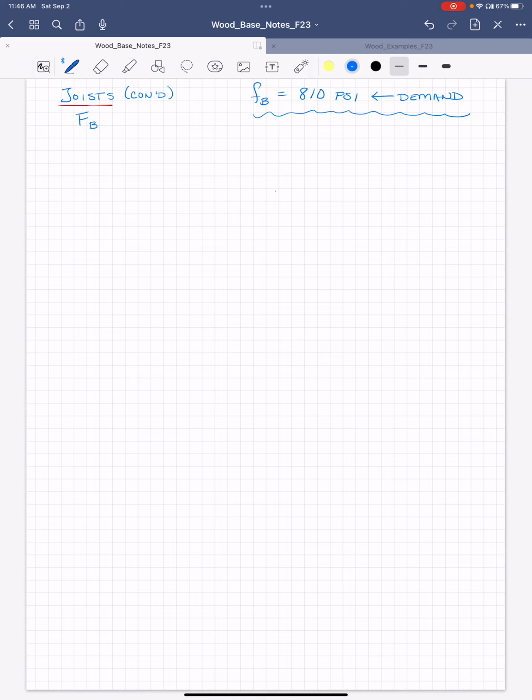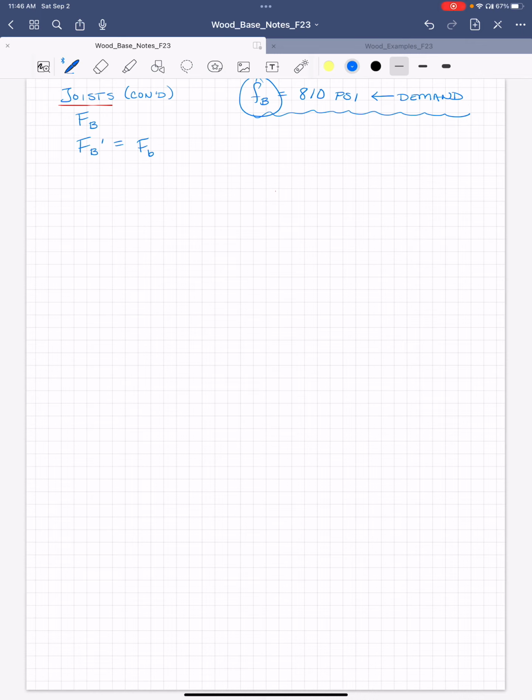But we also know that we need modifications on this. So we are going to need F sub B prime, which is what we're going to actually compare to little f sub B. So F sub B prime is the modified bending strength and in stresses.